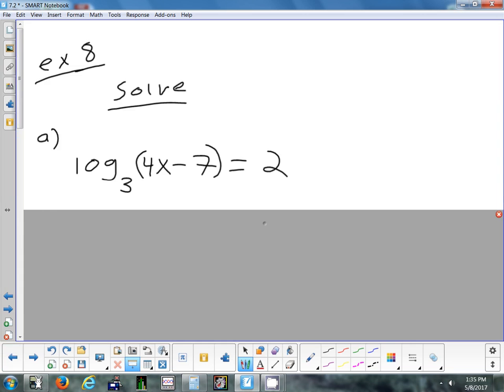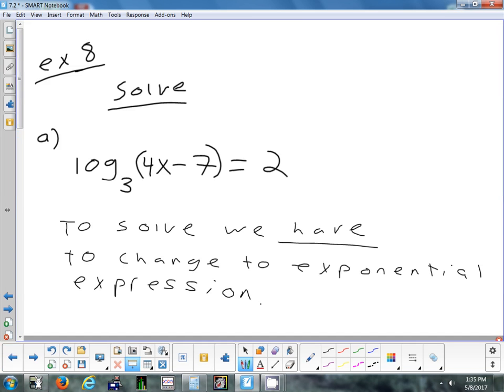Okay, so example 7a. Dakota, if you look at that, is that log form or exponential? Log. So what do you think we could do to solve it? Yeah, it's the only thing we know how to do right now. So for this problem, we're going to change to exponential.